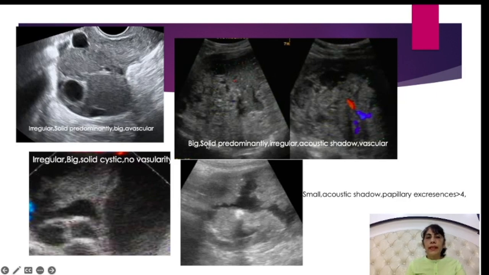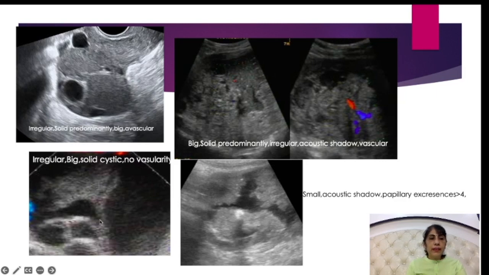Then this one, it was big, around 13-14 centimeter. This is the same mass. It was predominantly solid with few cystic areas. It was irregular. It had acoustic shadow. Can you see? There are areas of small calcifications also. It had acoustic shadow and it was vascular. So yes, there was one benign feature only, that was acoustic shadow, but the rest were all malignant, and this turned out to be a malignant mass. It was diagnosed as cystadenocarcinoma.